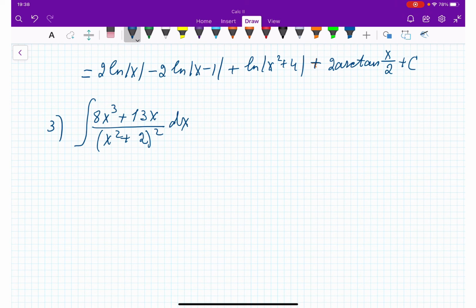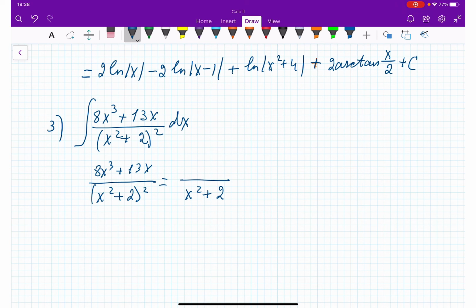Okay, so what do we have here? Because we have x squared plus 2, squared, that's going to include one partial fraction for each power, right? X squared plus 2 squared will include x squared plus 2 to power 1 and x squared plus 2 to power 2. So let's break it down. What do we have? 8x cubed plus 13x over x squared plus 2 squared. This is going to be equal to something over x squared plus 2 to power 1, right?